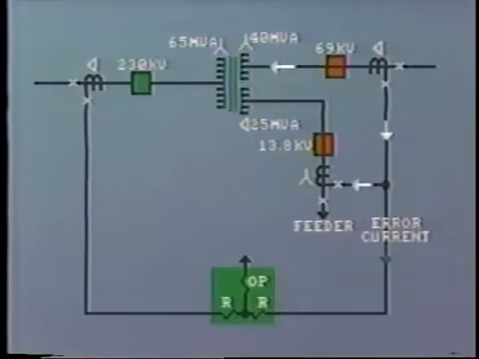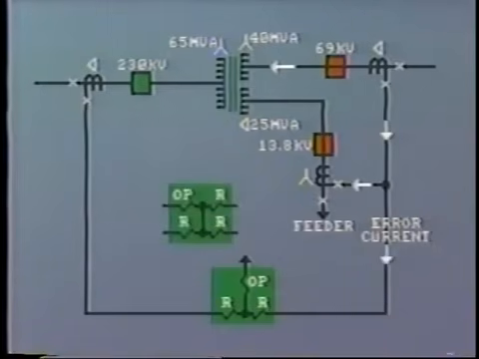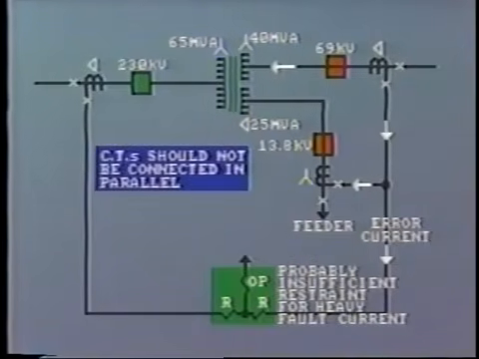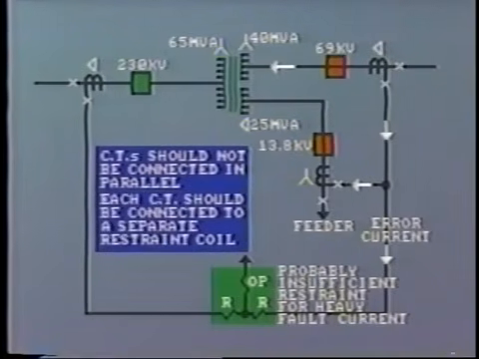But as we know, there is always some error current, and this would pass through one restraint coil and then through the operating coil. In fact, now we have only one restraint instead of the previous 3. This would probably be insufficient, especially for a heavy through fault on the transformer. Hence, the reliability of the protection would be considerably reduced. For this reason, remember, CTs should not be connected in parallel, and each CT should be connected to a separate restraint coil.